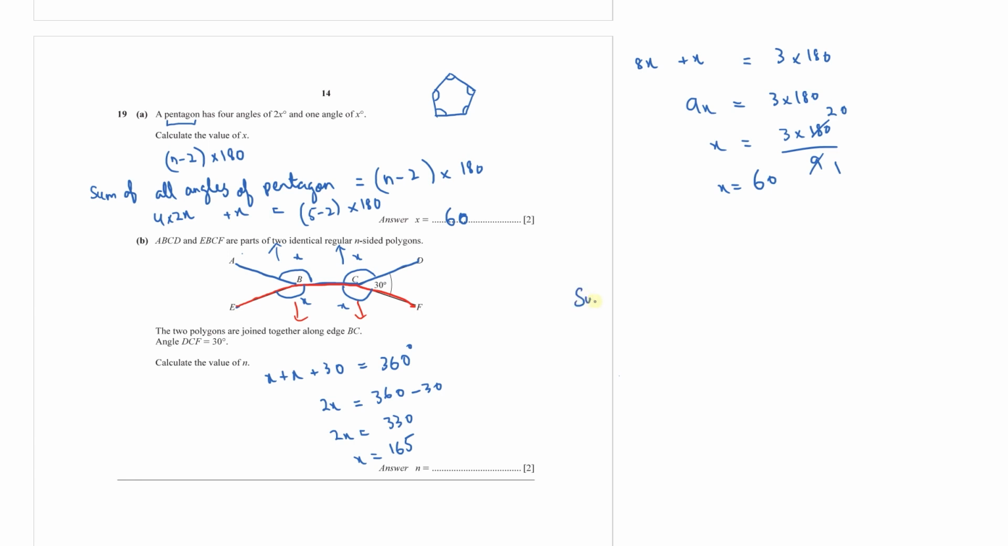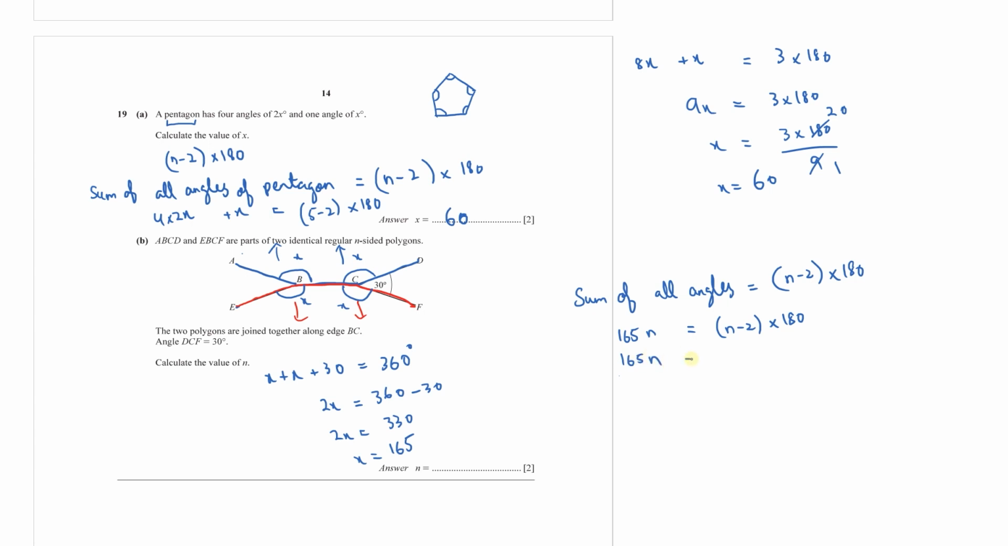So now I can write the sum of all angles for this polygon. The sum of all angles equals n minus 2 into 180, which is the same formula that I used here. So I can write this sum of all angles as 165 times n, because each angle is 165 degrees and there are n such angles because there are n sides. So 165 times n gives me the sum of all angles, which is equal to n minus 2 into 180. Now I can solve this equation and find the value of n.